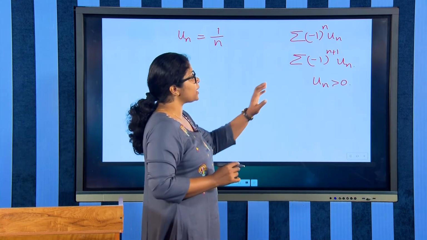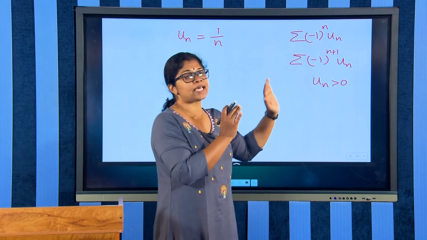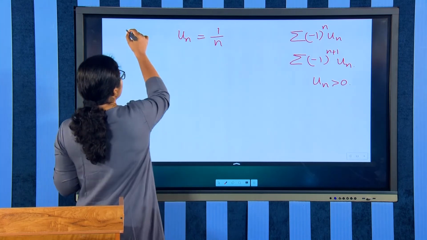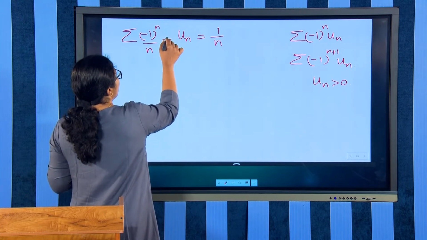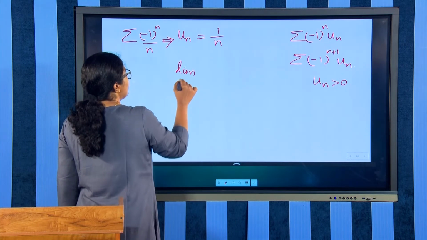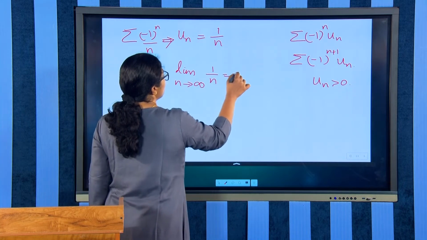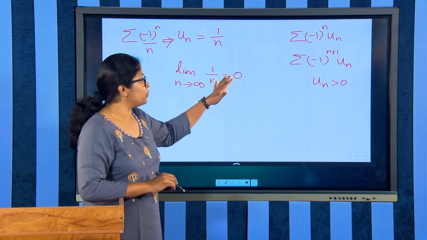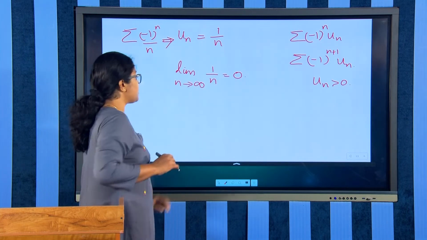So, that means we are considering un to be the term only, not its sign. So, that is why un is equal to 1 by n for the series summation negative 1 power n upon n. Un is equal to 1 by n. What happens to the nth term? Limit n approaches infinity, 1 by n equal to 0. So, you have to keep this in mind. We will see whether it is applicable for the convergence of the series.